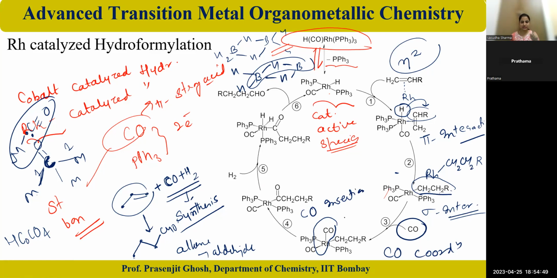When carbon monoxide and the CH2 of this alkyl are in cis form, they can easily get inserted in between the metal and the alkyl. That is why we see the C double bond O. Earlier it was not there, now it is there. And the 5th step is the oxidative addition of your H2. I hope you know about oxidative addition, or do I need to explain it?